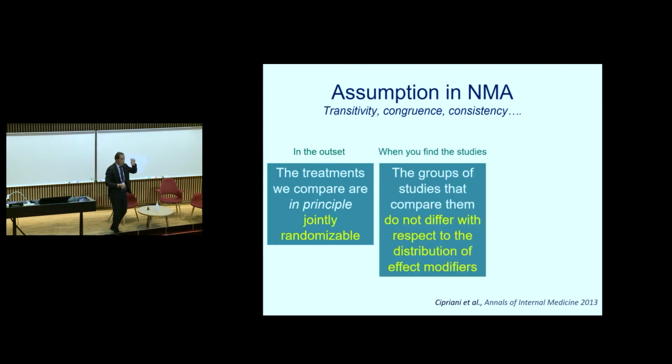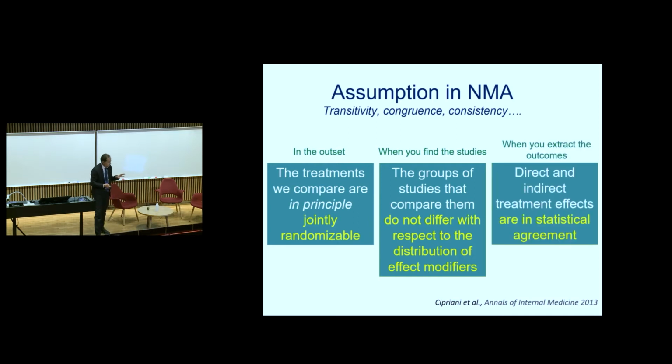Of course, when we have the studies, we need to look at the potential effect modifiers, and this is why we do some subgroup analysis or sensitivity analysis to look at the distribution of these effect modifiers, which should be the same across the different nodes in the network. And third, of course, we need to test the inconsistency, as I said, locally and globally, and see whether or not they are in agreement. This is a paper we published almost 10 years ago in the Annals of Internal Medicine. It's a good summary of what we should do when we address transitivity and inconsistency.